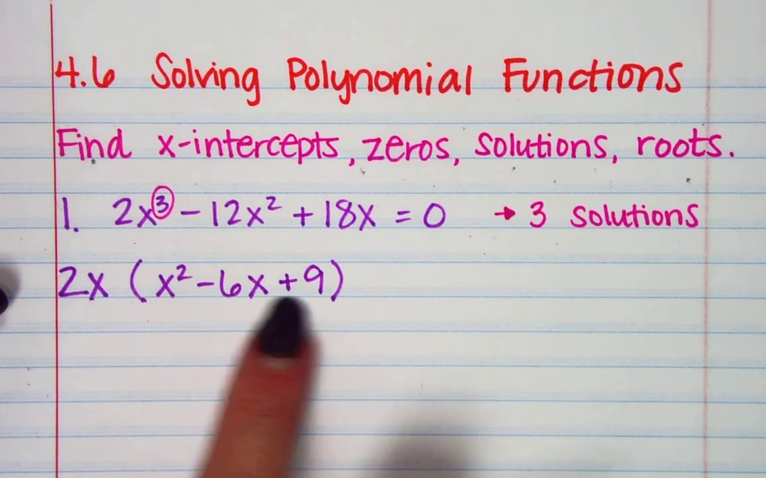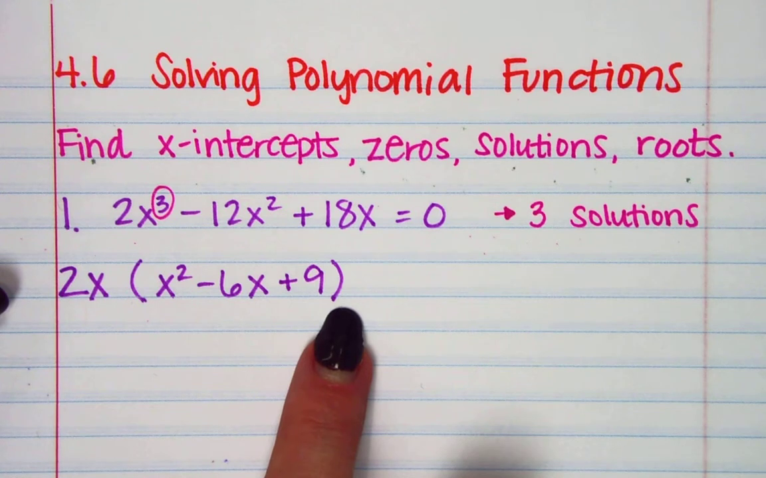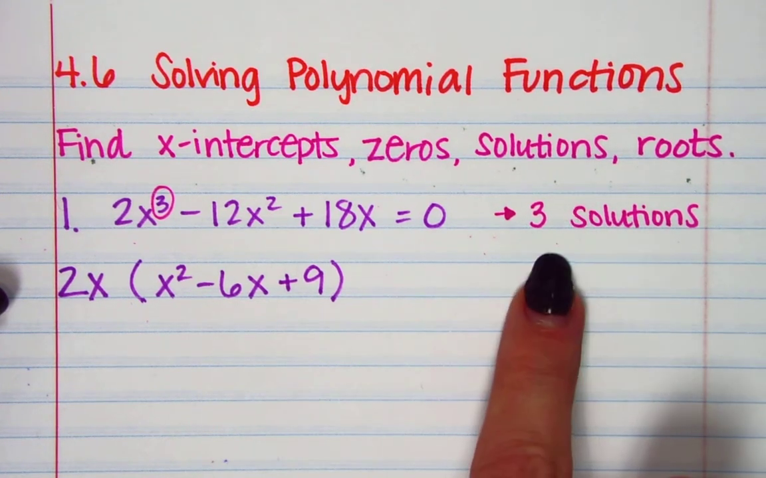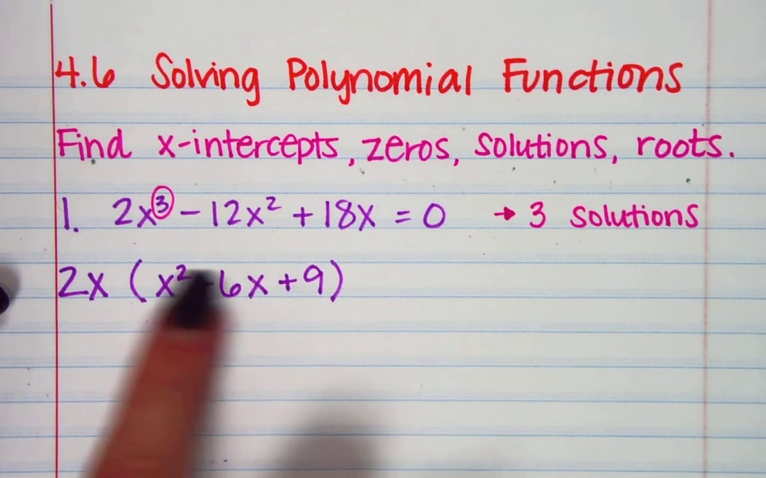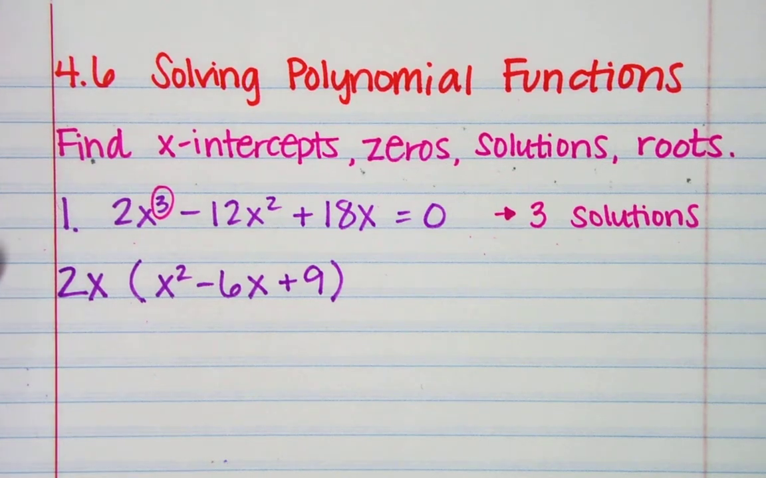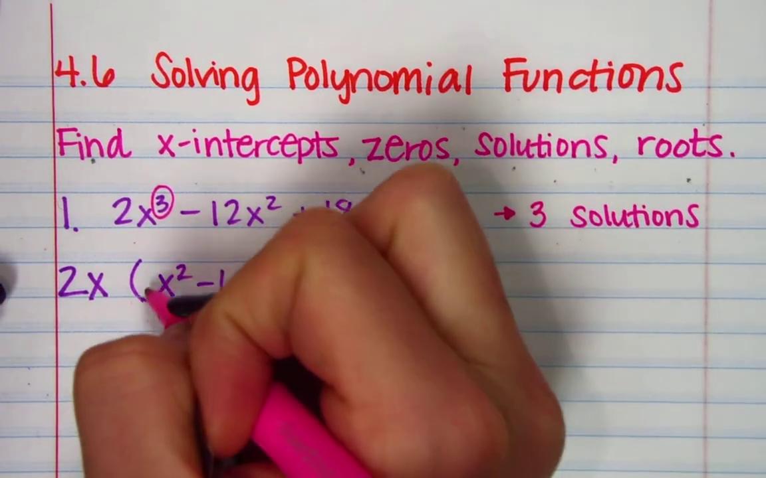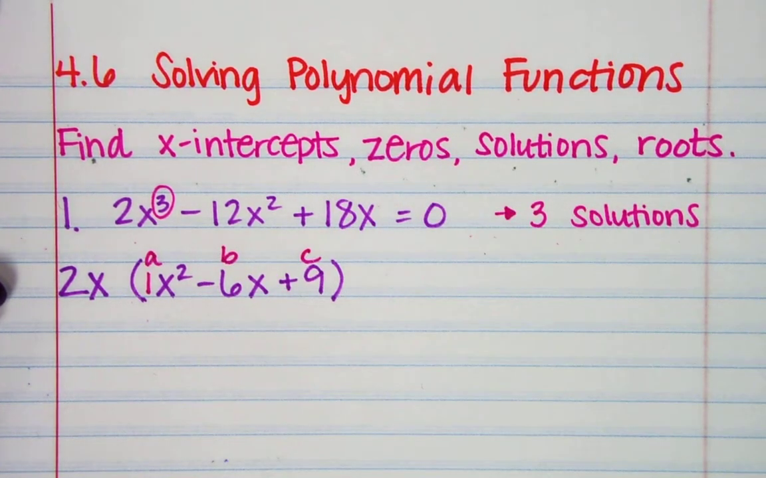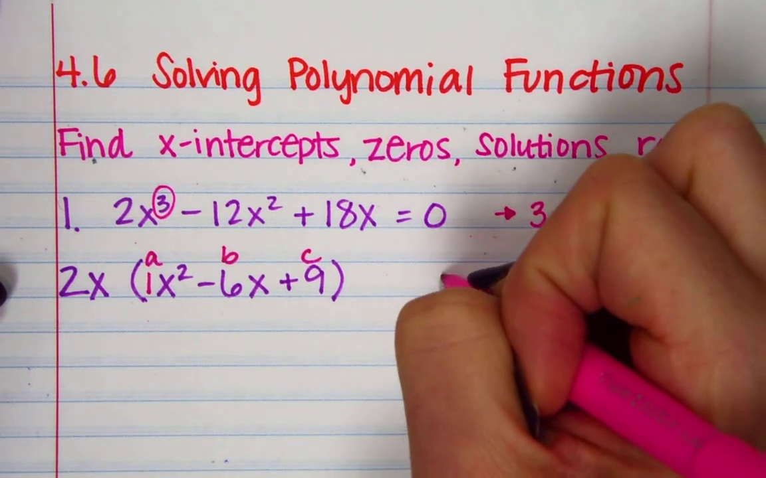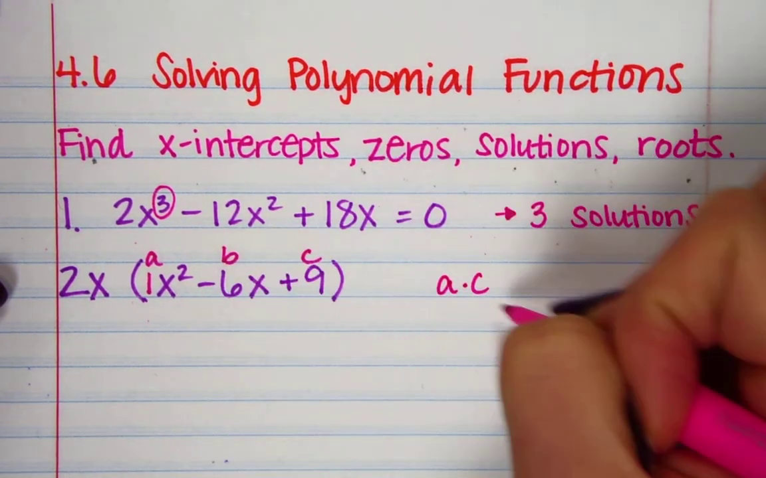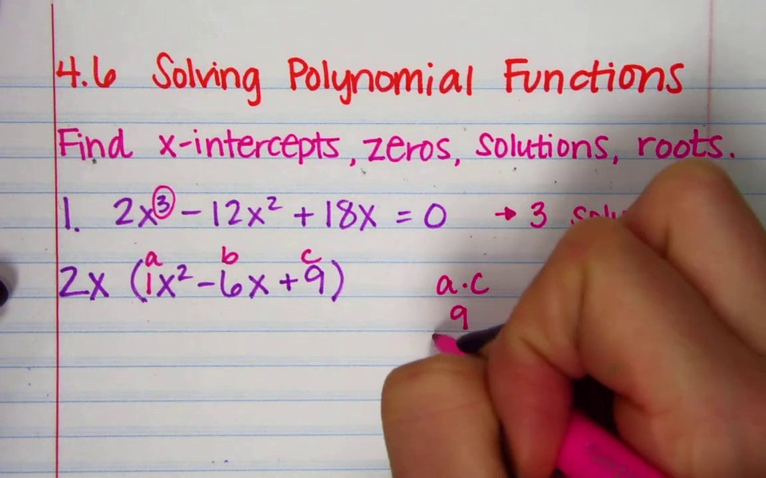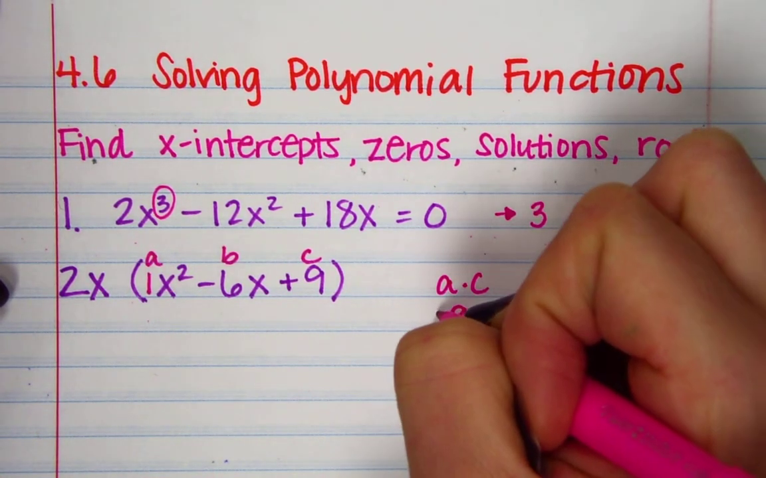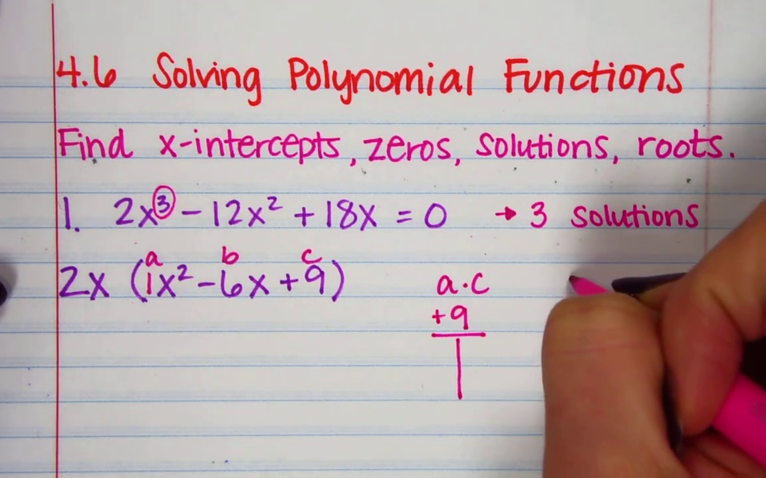Then we're going to factor this down even further, because we need 3 factors so we can find our 3 solutions. This is one of them. This is going to give us 2 more. So let's label A, B, and C. What's our A? 1. Good. A, B, C. And what do we do with A, B, and C? Multiply A and C. Good. A times C, 1 times 9. 9. Positive 9. And we want those to add up to what?